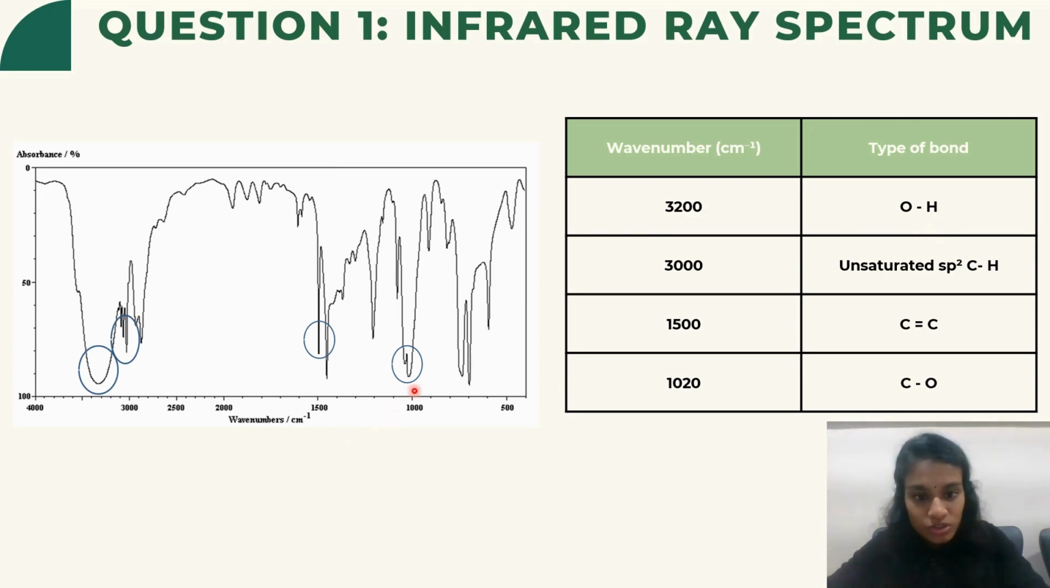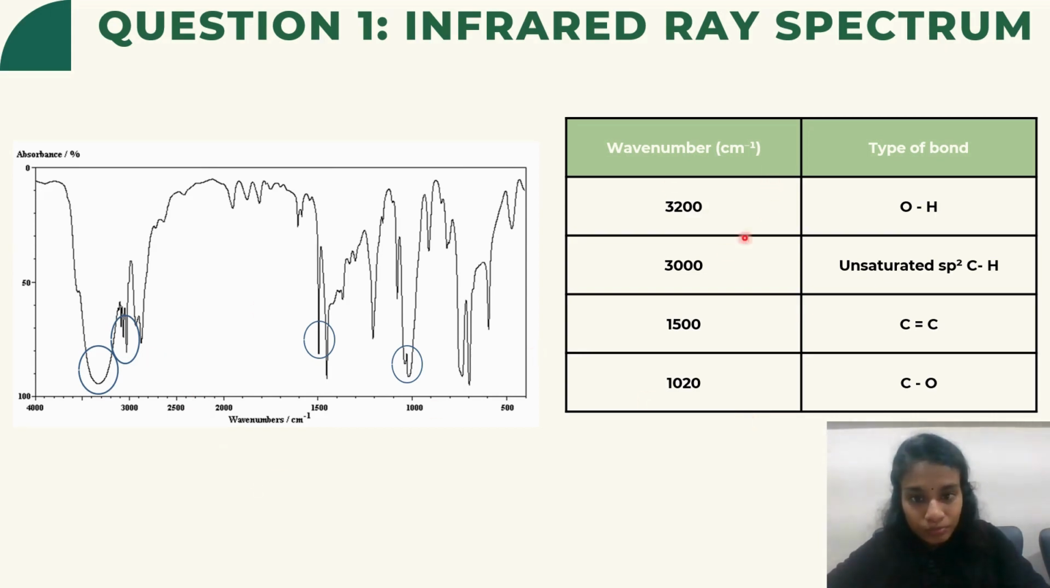So at 1000 to 1020, there is a type of bond that is a CO bond, which indicates the primary alcohol. So we can confirm that this unknown molecular structure has the presence of alcohol.